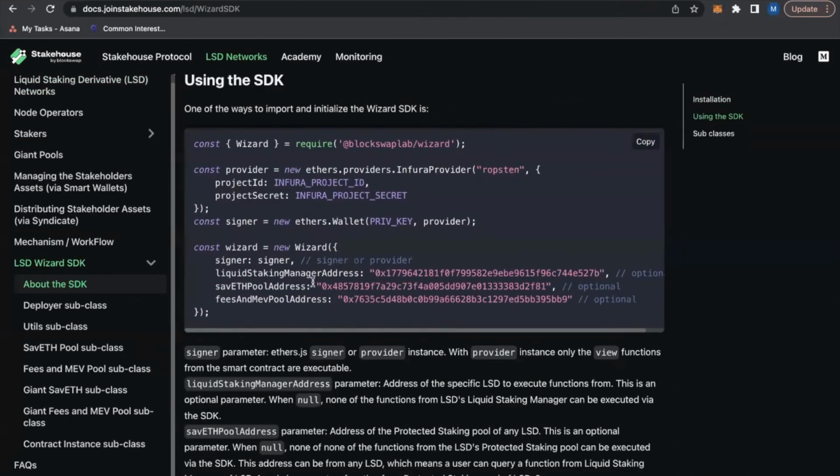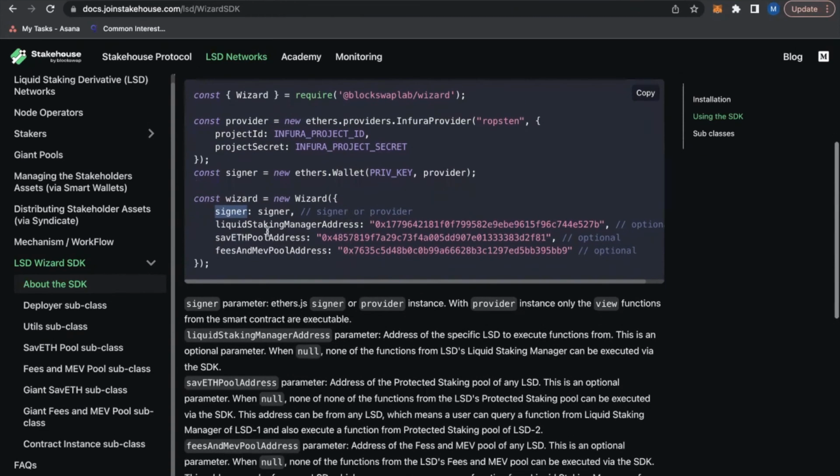So here, first it needs to be initialized. So it needs a signer. Obviously, you are going to sign a transaction, so a signer is needed. We use Ethers.js throughout the SDK, so we'd recommend you to use it as well.